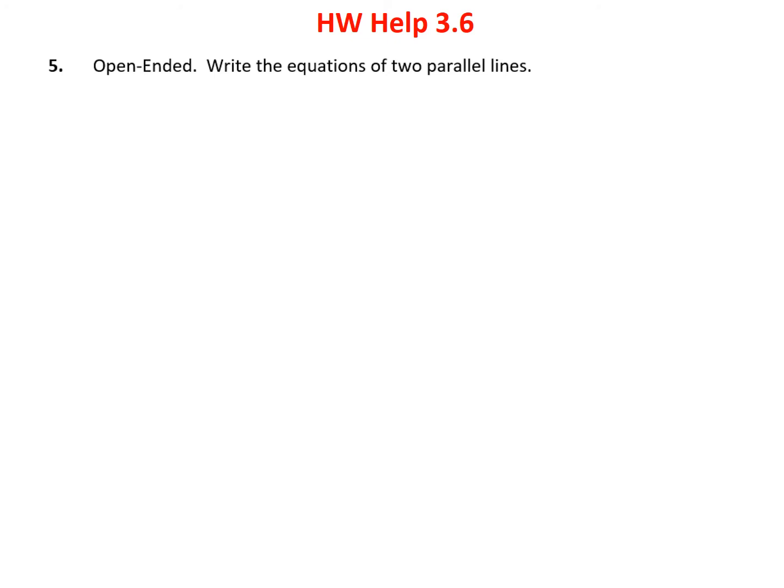Problem 5 is an open-ended question, which means that there are an infinite number of possible answers. All they're asking us is to write equations of two parallel lines. So the key thing about parallel lines is the slopes have to be the same. That's the only thing. So let's pick a slope. I'm going to let the slope equal 2.